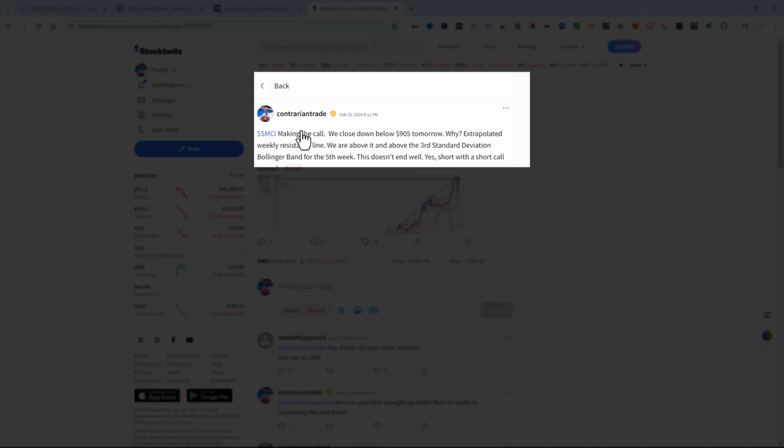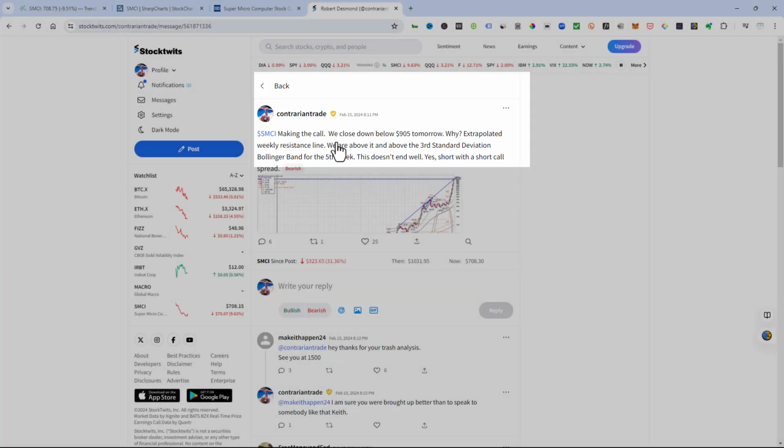And here's the tweet. SMCI, making the call: we close down below 905 tomorrow. Why? Extrapolated weekly resistance. We are above it and above the third standard deviation Bollinger Band for the 5th week. This does not end well. Yes, short with a call spread. That was my position at the time. That's basically the sale of an out-of-the-money call, but with the purchase of an option deeper out of the money to act as an insurance policy. So it's like a synthetic short. So that was the call back then.